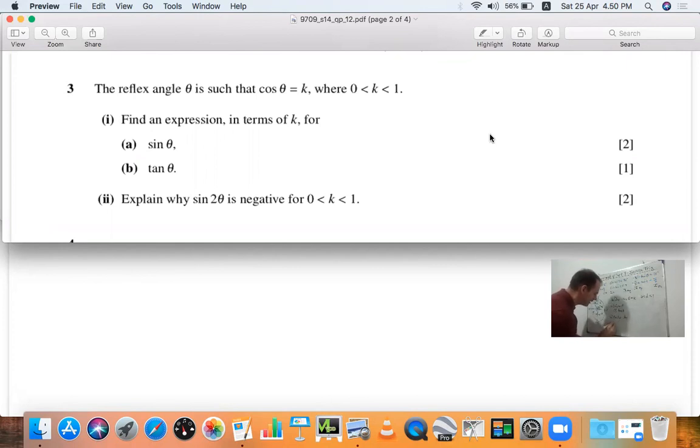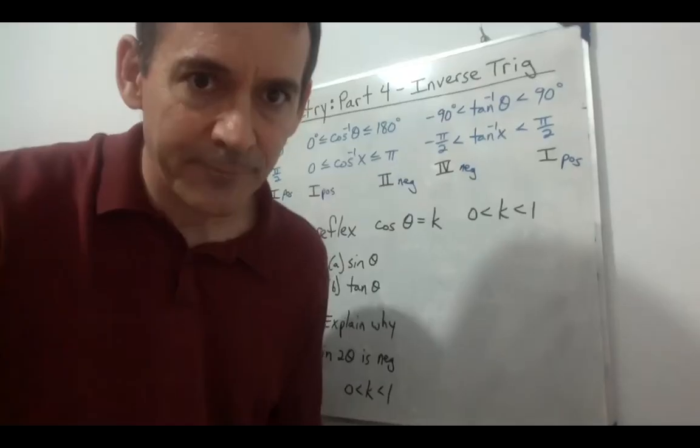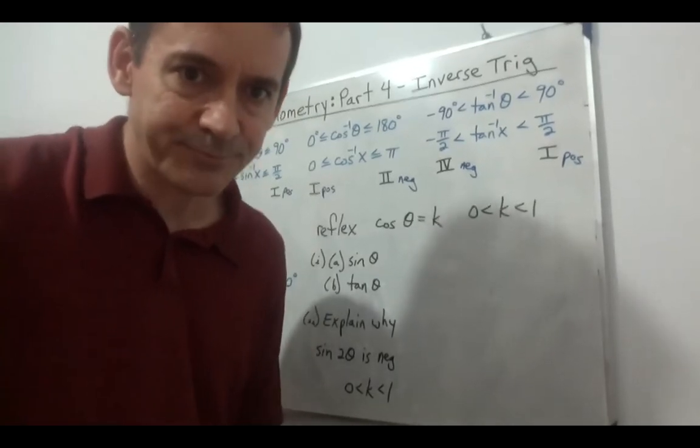sine 2 theta is negative for the domain 0, k, for k between 0 and 1. Okay, so why is sine 2 theta negative? Okay, so we're ready to look at that.